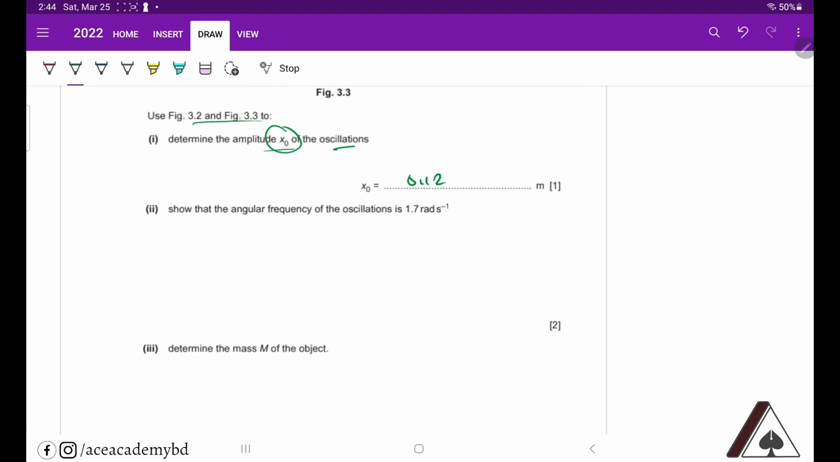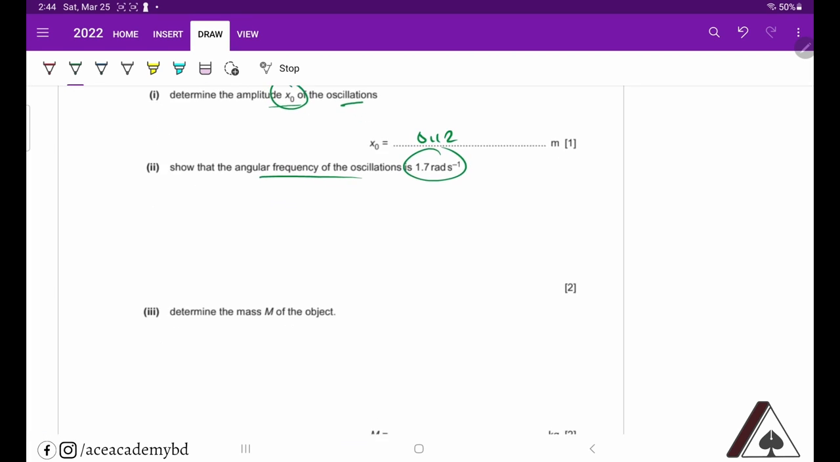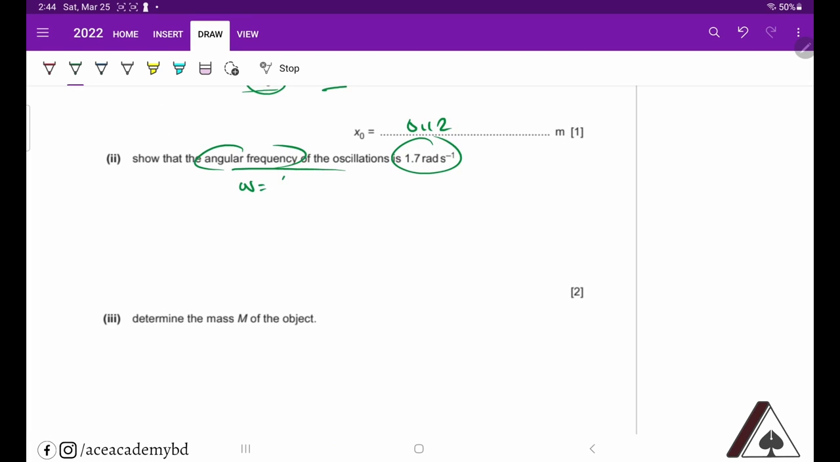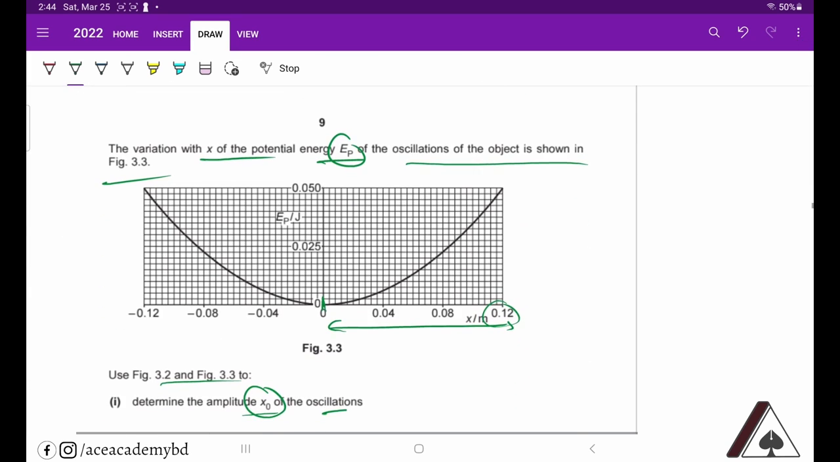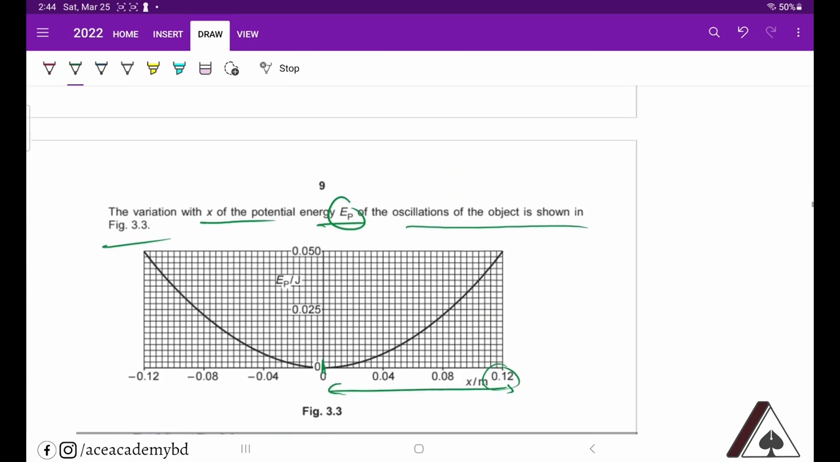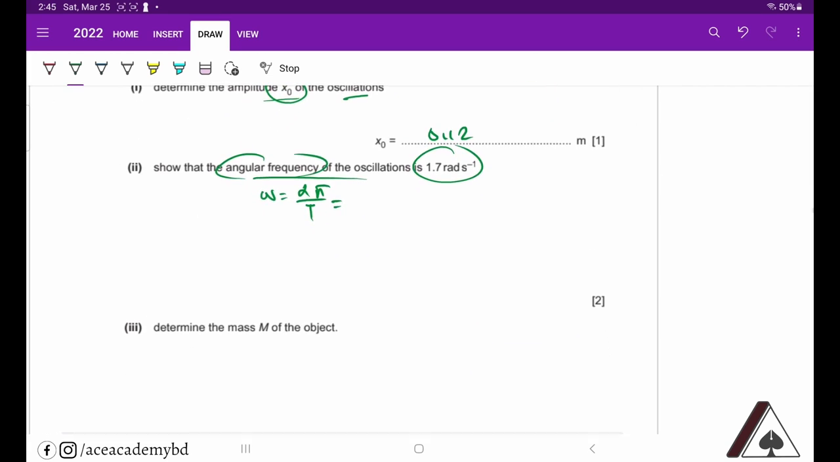Anyways, now it says show that the angular frequency of the oscillation is 1.7 radian per second. So angular frequency is basically omega, which is 2 pi by T. So let's just go to the graph and see the time period. Okay, sorry, I think there are no time periods, but we can also calculate it in some other way as well.